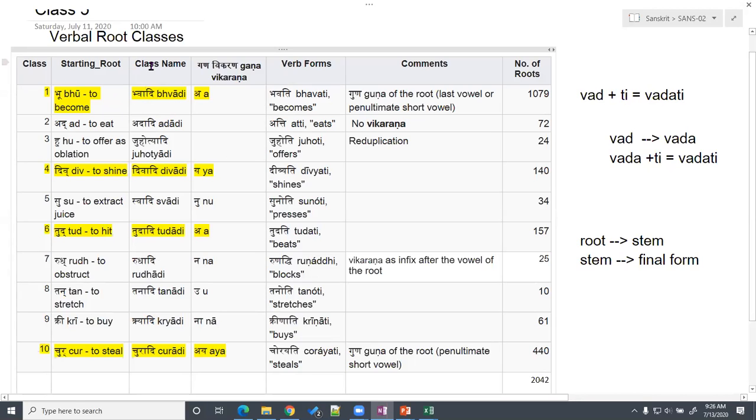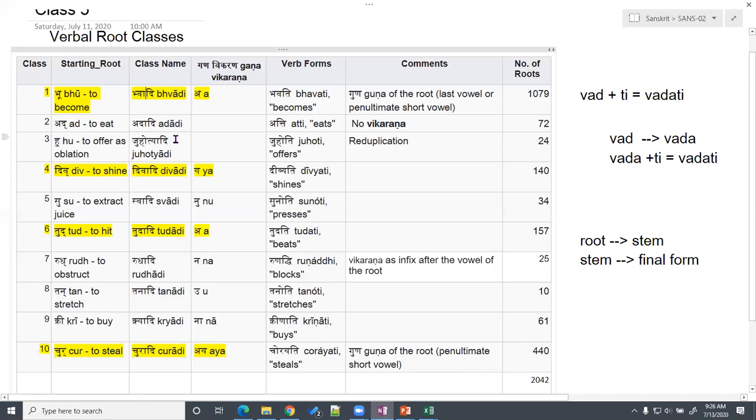So it's a very unimaginative name for the classes. The class name is simply saying that because it starts with Bhu, I have just said that it starts with Bhu. That's the name of the class. So Bhu plus Adi becomes Bhwadi. If you remember Sandhi rules, U becomes Va, Ukara becomes Vakara, and Bhu plus Adi becomes Bhwadi.